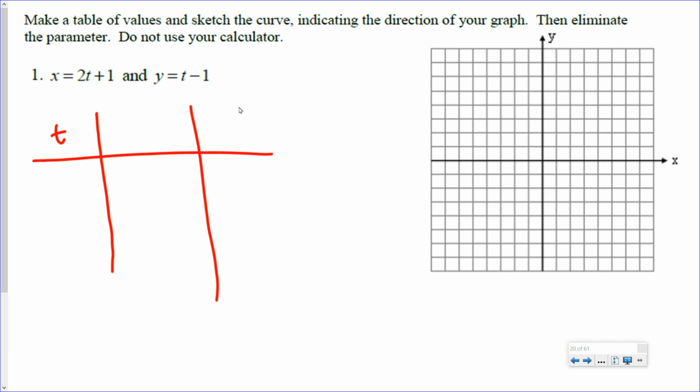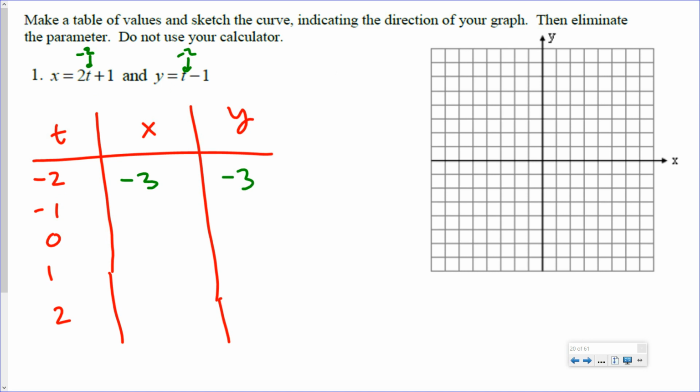You know how we did an XY table? Now we're going to do a TXY table. Just like when we did an XY table, you could put whatever number you wanted for X, now we're going to put whatever we want for T. So I'm just going to say T is -2, -1, 0, 1, and 2. These are just random numbers. I'm going to plug in and try to plot this on an XY Cartesian plane. When T is -2, what is X and Y? So I'm going to put in -2 here and -2 here. What are my new numbers for X and Y? -3 and -3. You agree with that?